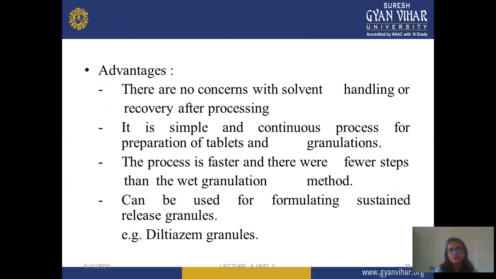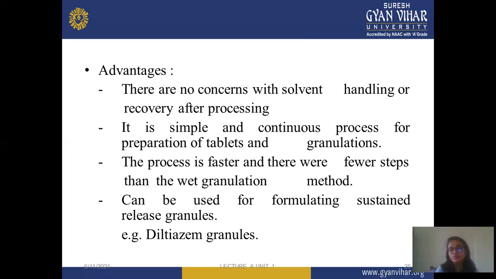Next are the advantages of this technique. There is no concern with solvent handling and recovery after processing, and it is a simple continuous process for preparation of tablets and granulation. The process is faster, there are fewer steps than the wet granulation method, and it can be used for formulating sustained release granules. This method is mainly used for the formulation of solid dosage forms, tablets or granules, and mainly for sustained release granules.